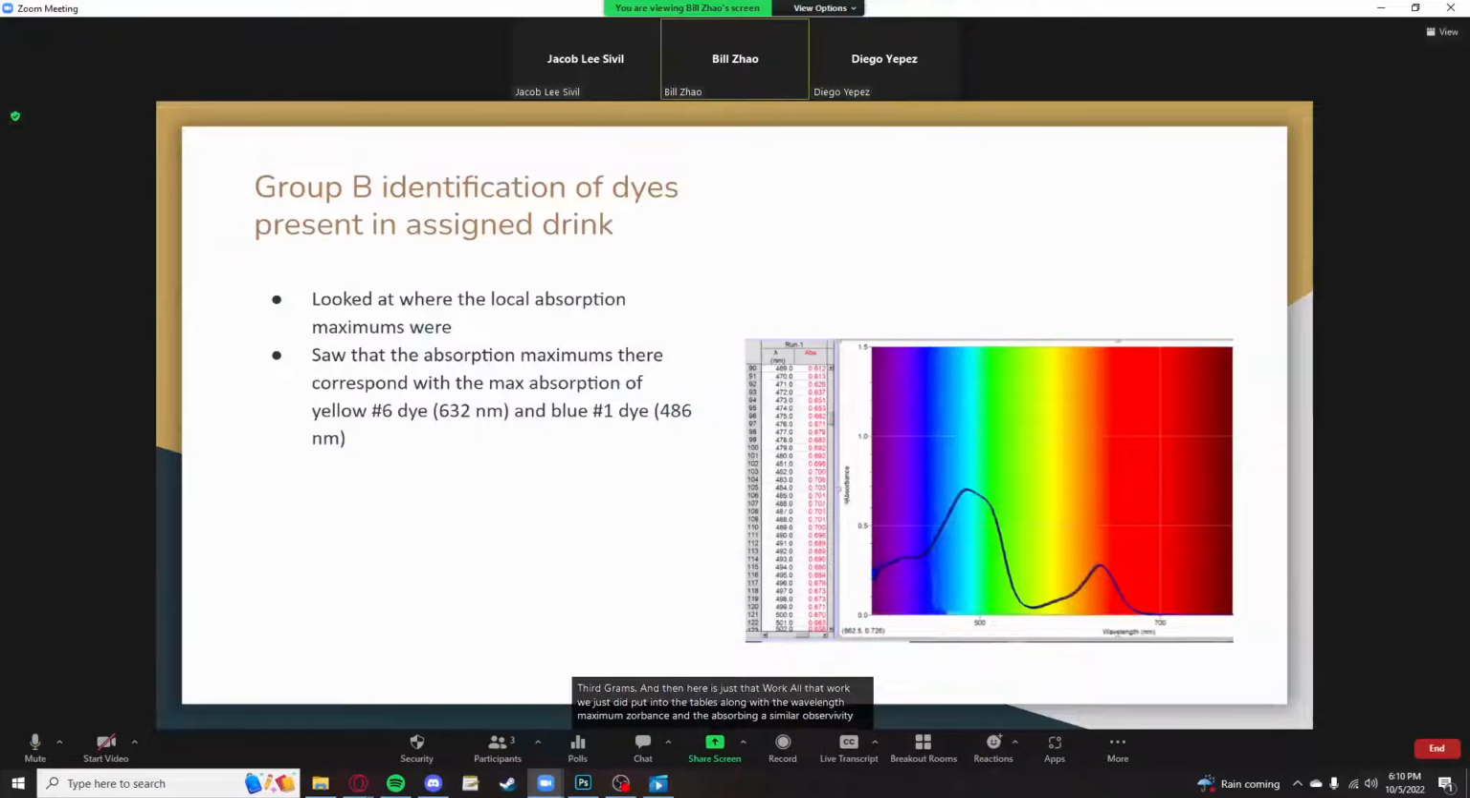All right, so our group did similar steps to Group A. We also took the mystery liquid and put it in the spectrometer, and we identified two peaks. These two peaks were around 632 nanometers and 486 nanometers, and they roughly correspond to yellow dye number 6 at 632 and blue dye number 1 at 486 nanometers. Those were the max absorbance of those two dyes.